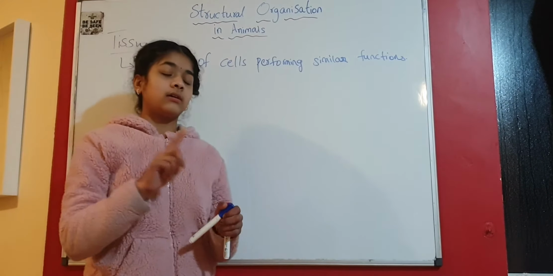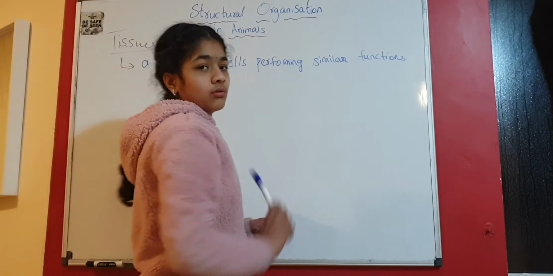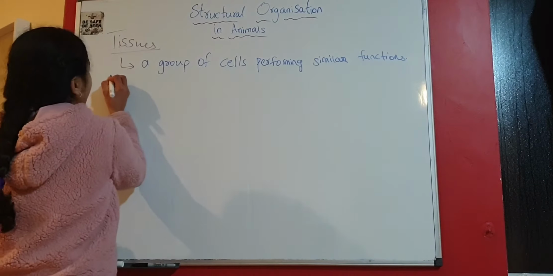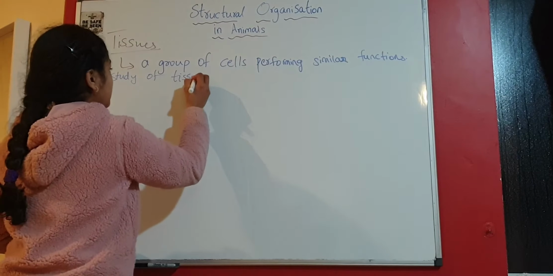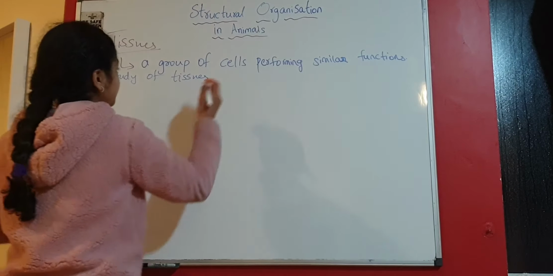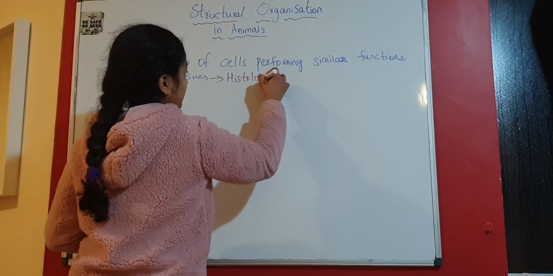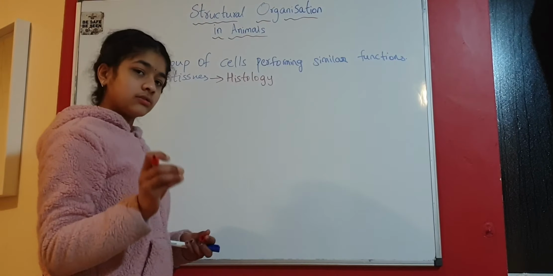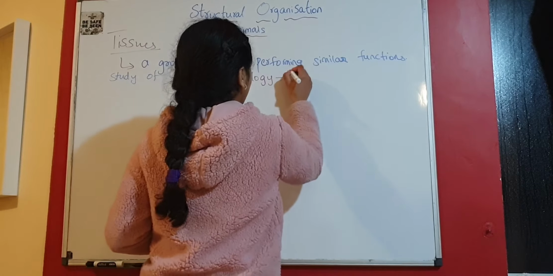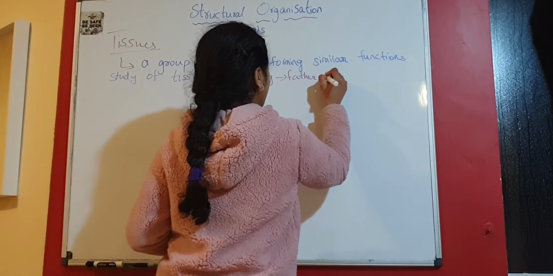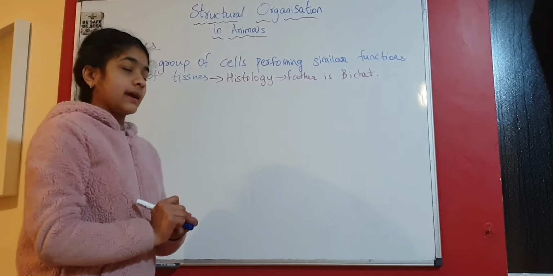Connective tissue means it will connect things in our body. Muscle tissue means it contracts and relaxes. So each tissue has its own function. And the study of tissues is called histology. And the scientist who studies tissues is called a histologist. The father of histology is Bichat.